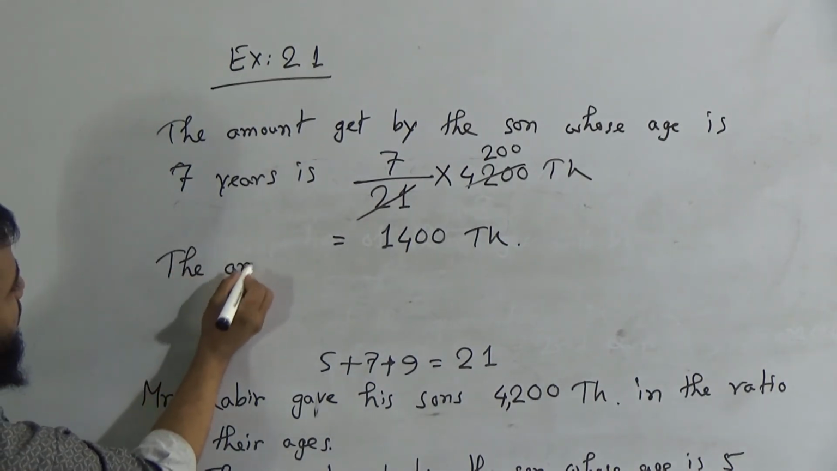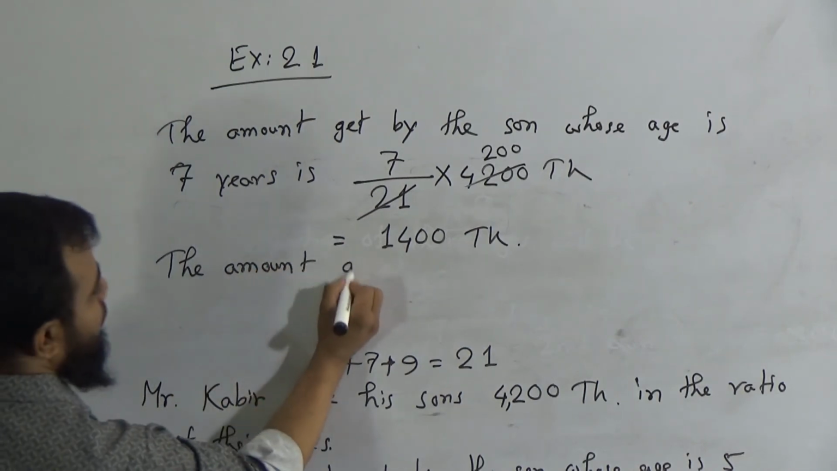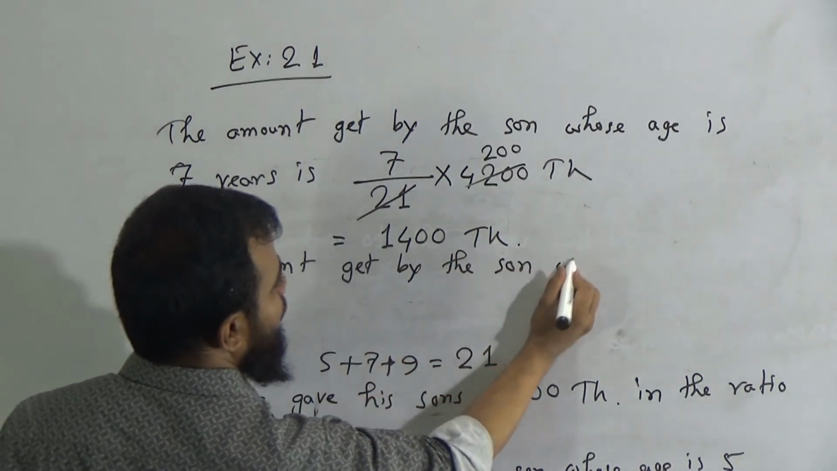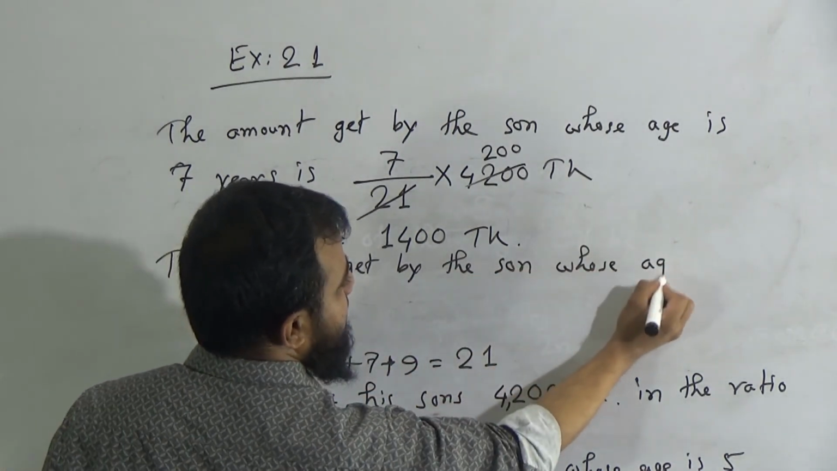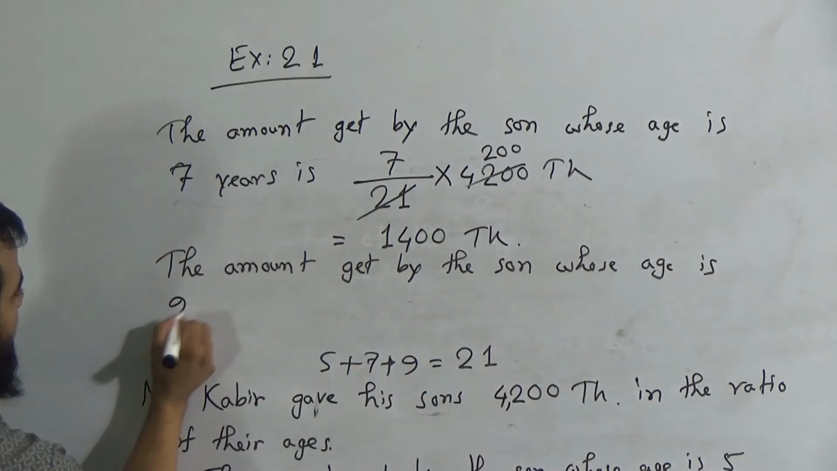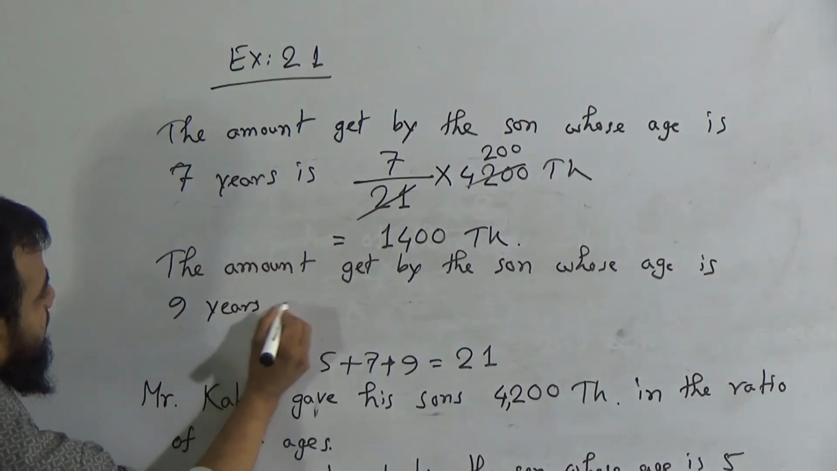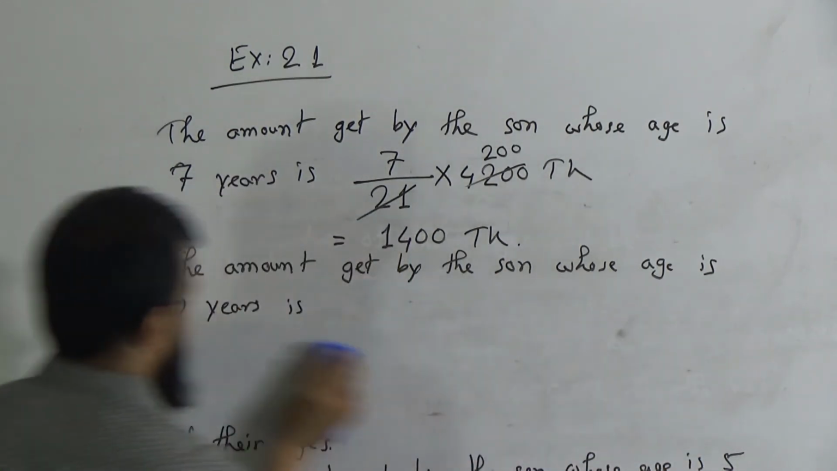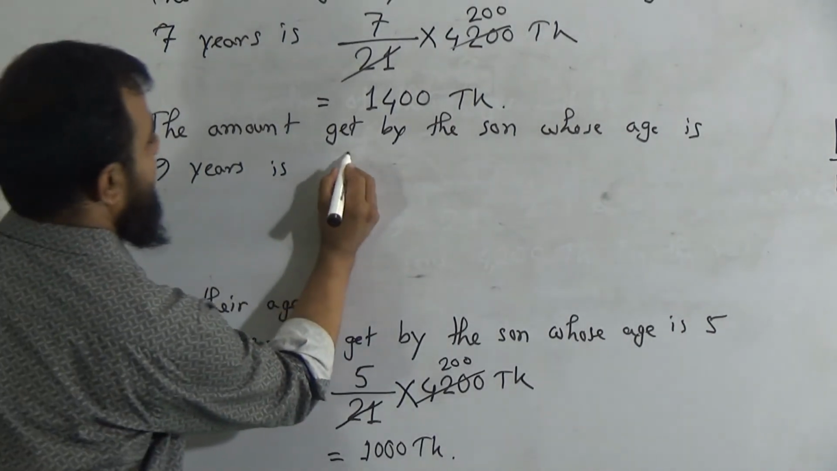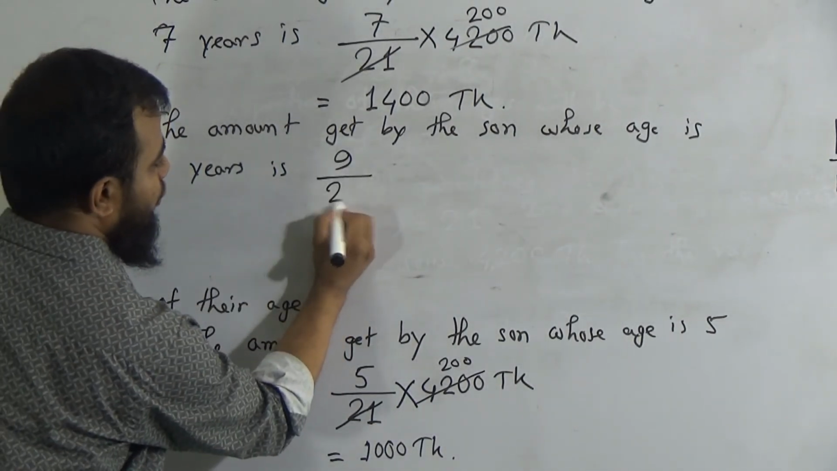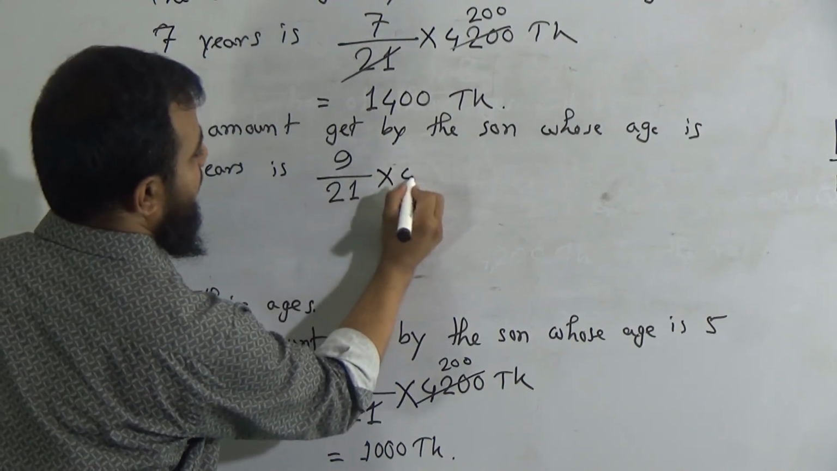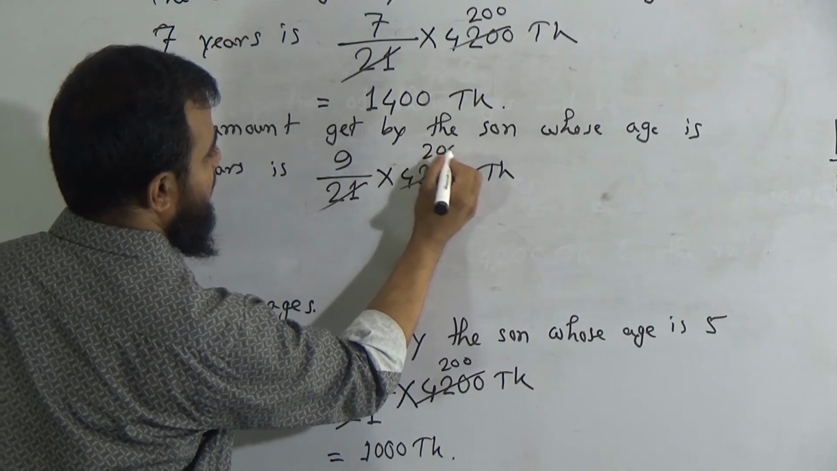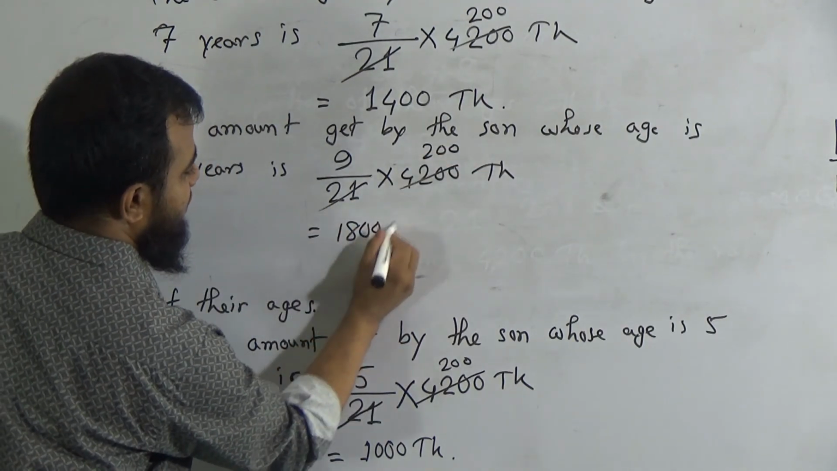The amount got by the son whose age is 9 years is 9, his proportion, over 21, the total quantity sum, multiplied by 4,200 taka. That means we can cut it down again by 200. We will get 1,800 taka.